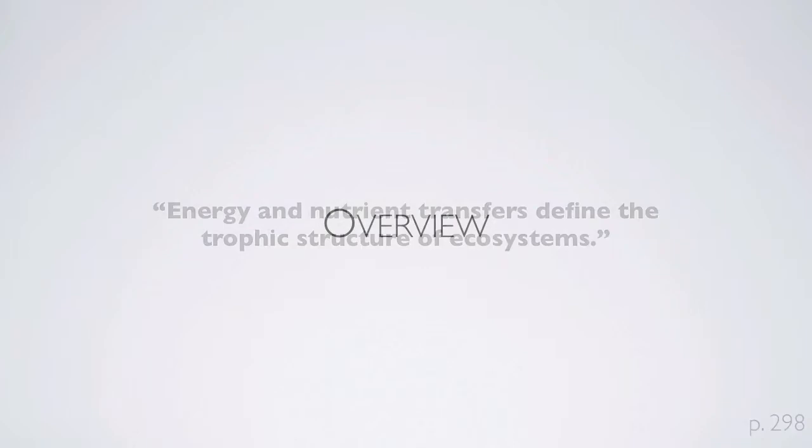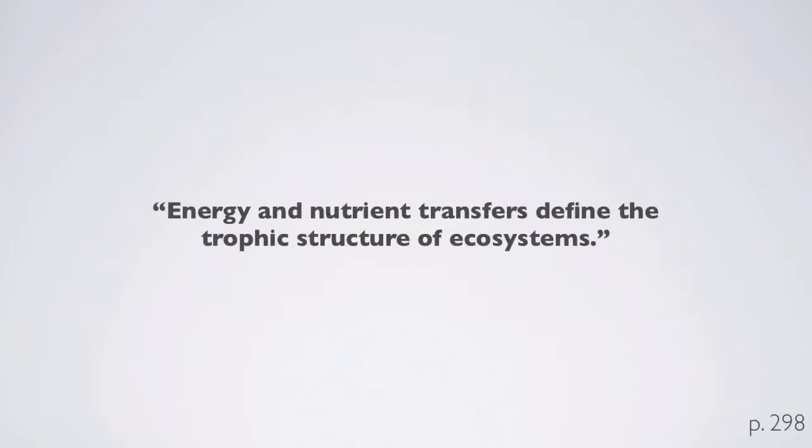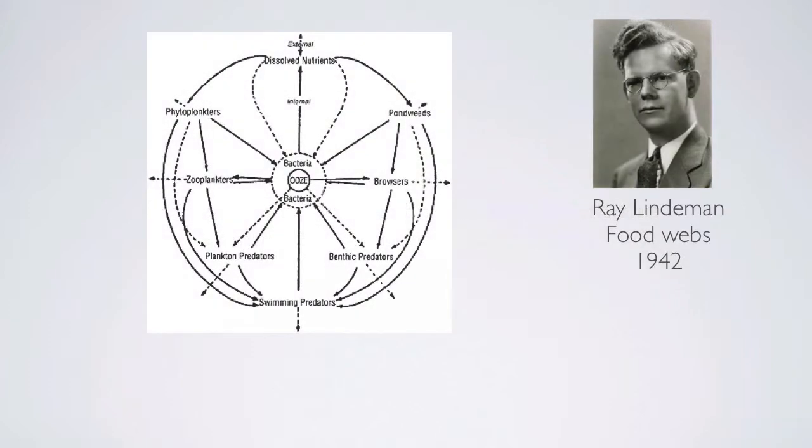Here, we'll go over an overview of trophic dynamics. Energy and nutrient transfers define the trophic structure of ecosystems. If we take a look back at the beginning, when we first started to define trophic dynamics in ecosystems, the models looked something like this. We had pools, and these pools were organisms, and there were fluxes among organisms.